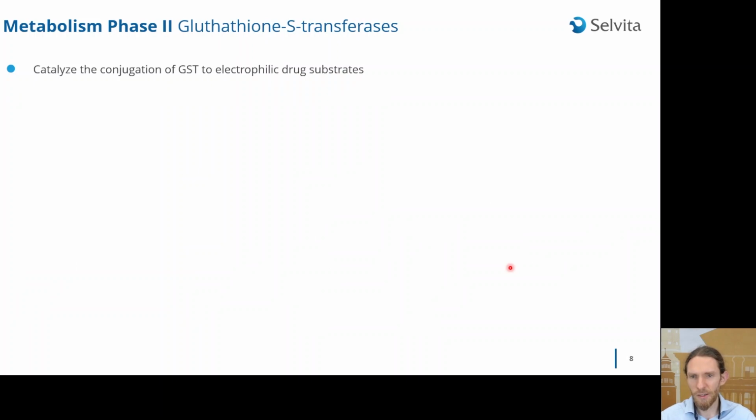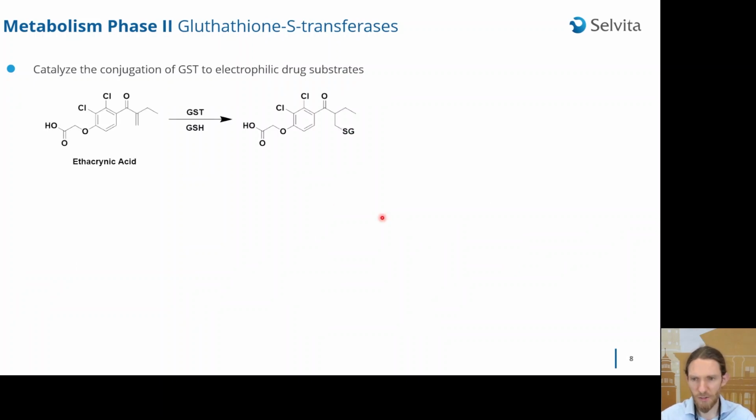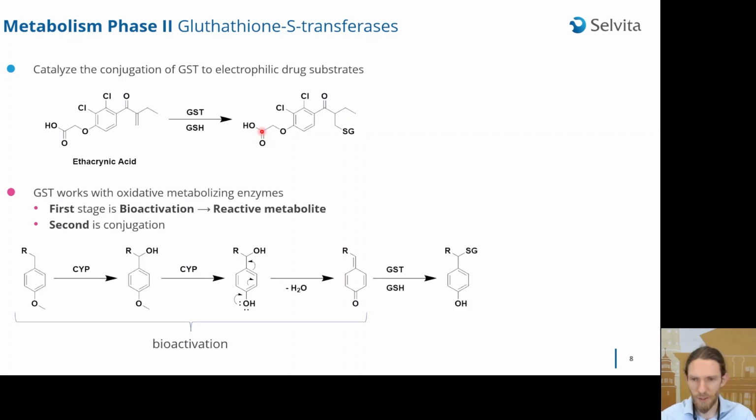These enzymes catalyze conjugation of glutathione to electrophilic drug substrates. For instance, we have ethacrynic acid. This is a highly electrophilic moiety, and this will get conjugated to glutathione. So here we have the classical example.